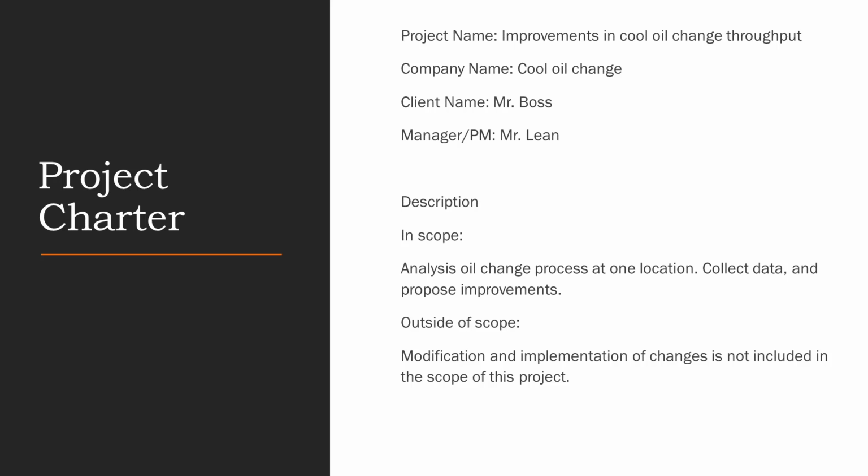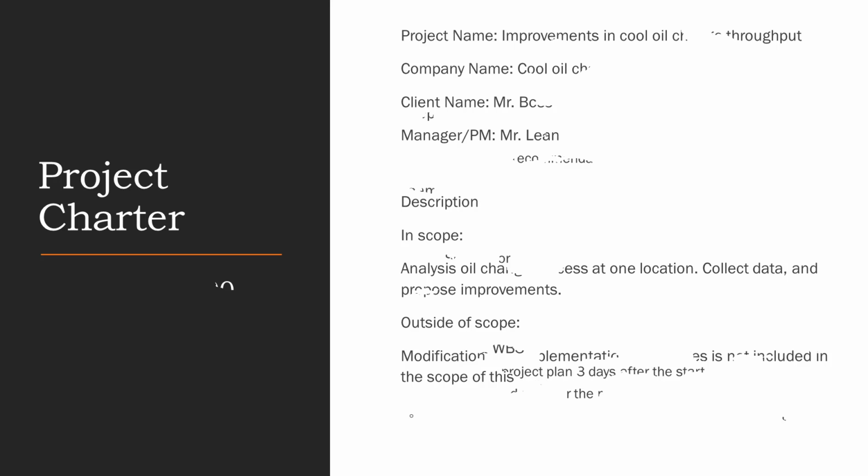We'll start with the project name, company, and the client's name. Next, we will provide the summary of what is in and out of scope. In this example project, the scope will include analysis of oil change process at one location, collecting data, and process improvements. And the out-of-scope item is modification and implementation of changes. After all, it's just an example project, so it will be very hard to demonstrate real implementation.